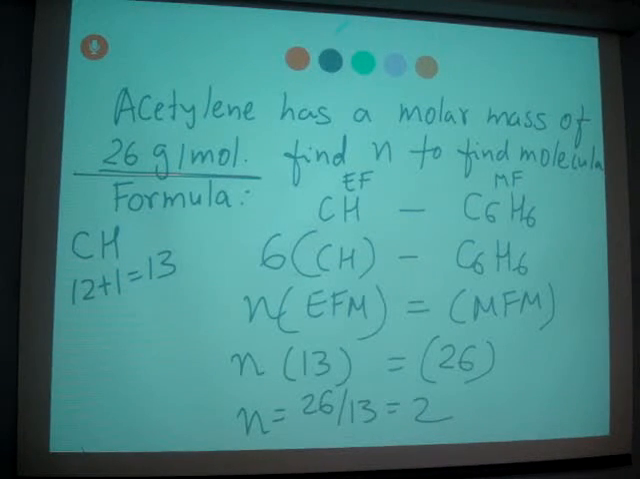Now, can you say if this empirical formula is CH and that N is going to be 2, what is the molecular formula? C2H2. Right? So you find the ratio and then you multiply by the ratio and you get molecular formula.